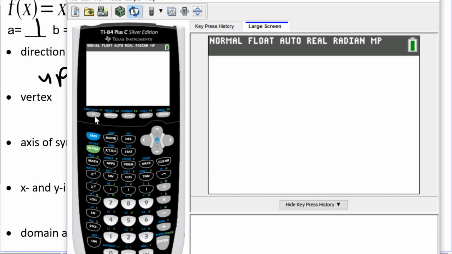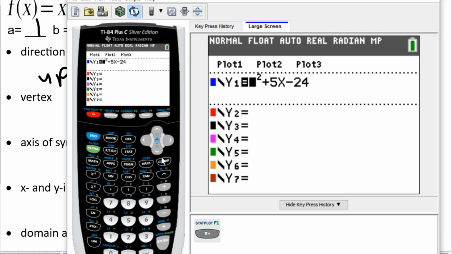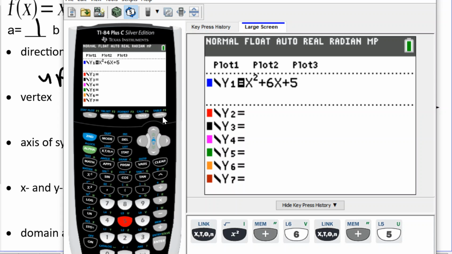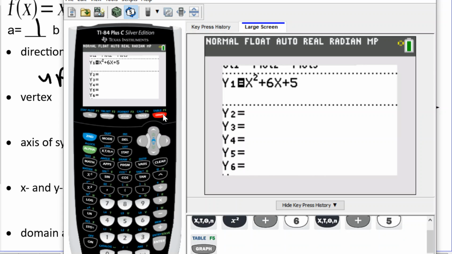If I want to enter a new graph, I'm going to go to y equals. If there's anything there, you can just hit clear to get rid of it. And we're going to enter this function. To enter a new function, I'm going to hit x squared. Notice my x variable button is the one highlighted red right now. Plus, and let me just check our function, 6x plus 5. And then I'm going to hit graph in the top right here.